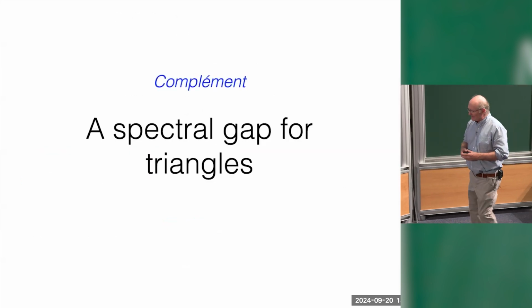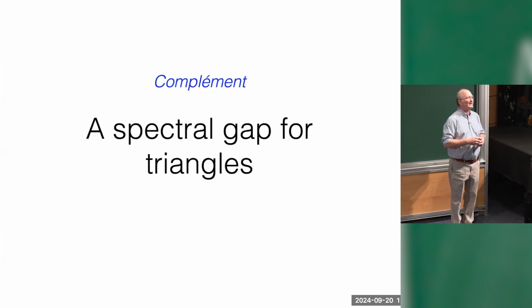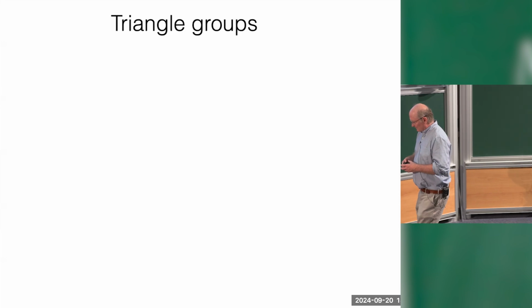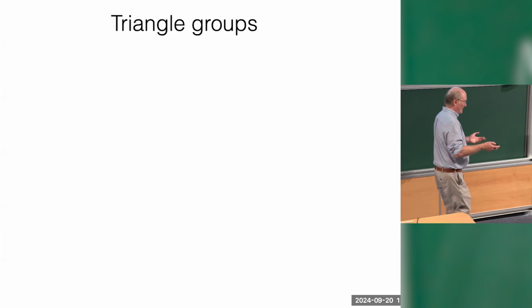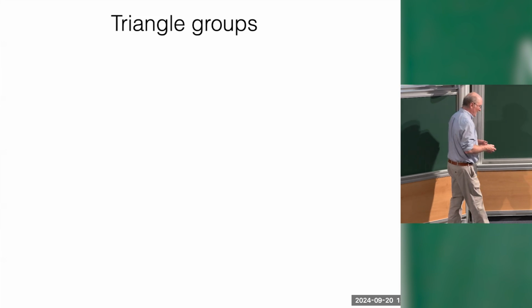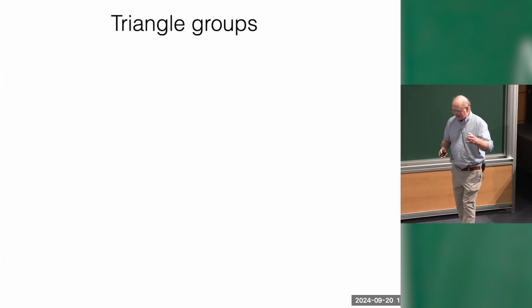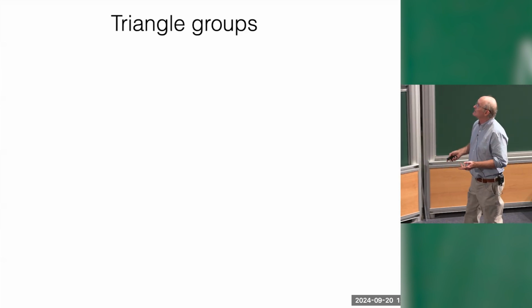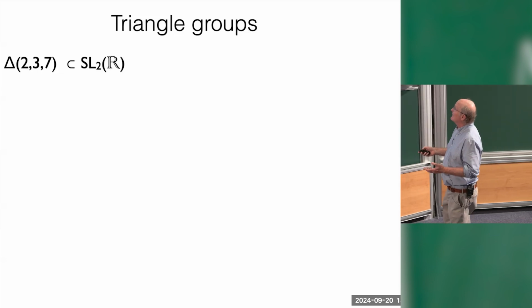OK, so let me go. This is enough about polygons. I'm going to talk just about triangles now. Of course, we're all familiar with Euclidean triangles, but there are also hyperbolic triangles and spherical triangles. And when the angles are, say, pi over n, the reflections in the sides of these triangles can generate nice tilings. So one of the classical examples is the 2, 3, 7 triangle group.